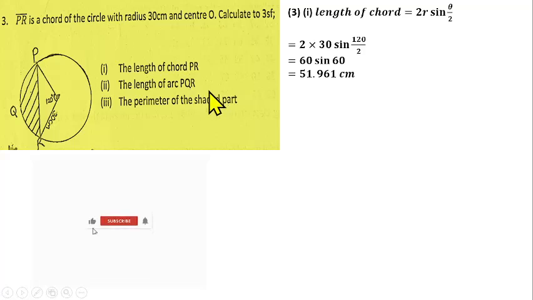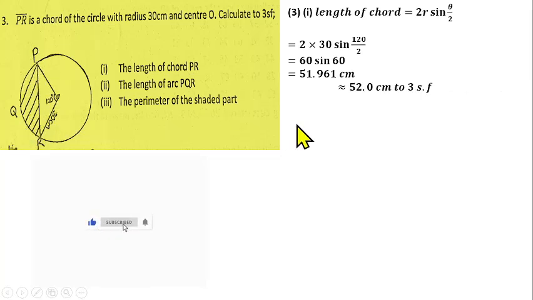Also, we have to find the length of arc PQR. This arc PQR from here to here, that minor arc, also subtends angle 120 at the center as well.